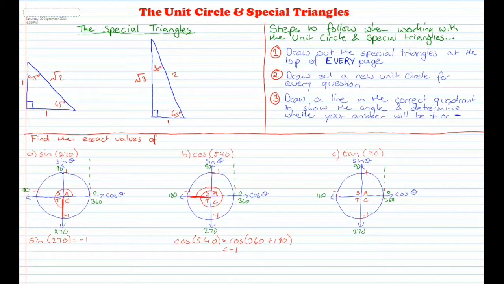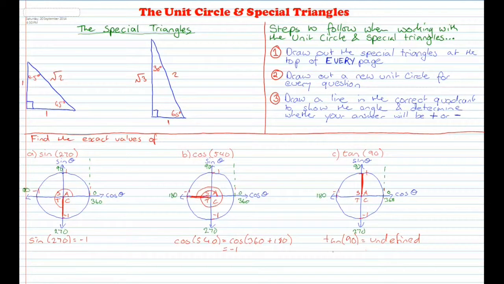Now tan of 90 degrees. So tan of 90 degrees is here. And tan, well we want to find out whereabouts this line here will touch along this line. Now because they're going parallel, they'll never actually touch. So the thing about tan of 90 degrees is that you'll actually get an undefined answer.